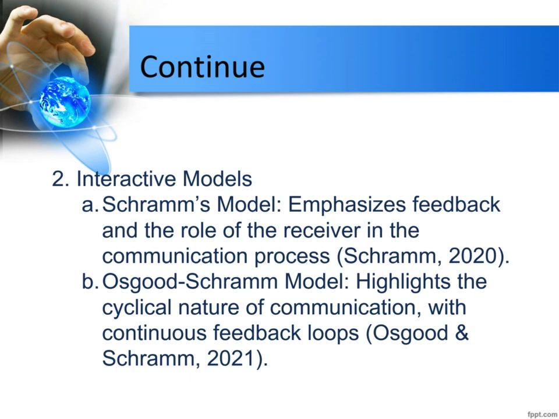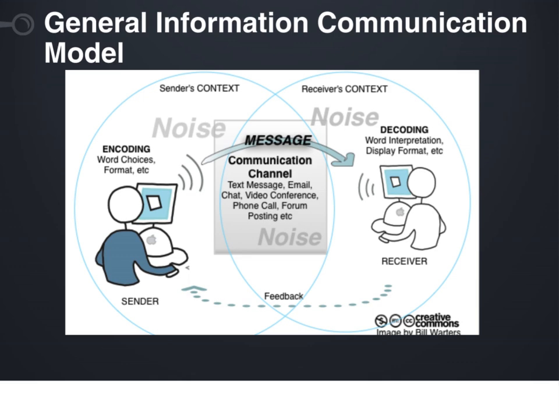Interactive models are useful because they reflect real-life communication, where people usually respond to one another. They help explain conversations, discussions, and exchanges where understanding is built gradually through interaction. This diagram shows the general information communication model, which explains how communication happens between people.